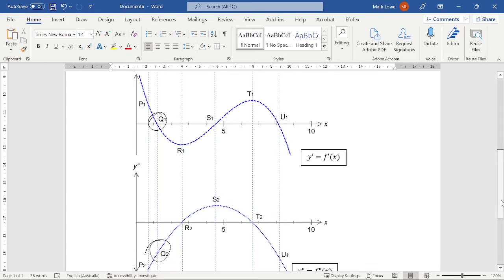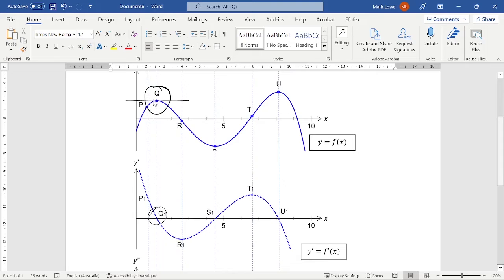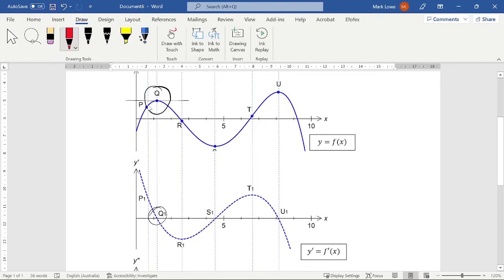We can also see that to the left of our stationary point on the original function, we have a positive gradient. All of this area here, the gradient is positive, to the left of point Q, which is why when we look at the derivative function, it's above the x-axis, indicating the sign. This is all positive, which relates to a positive gradient on our original function.